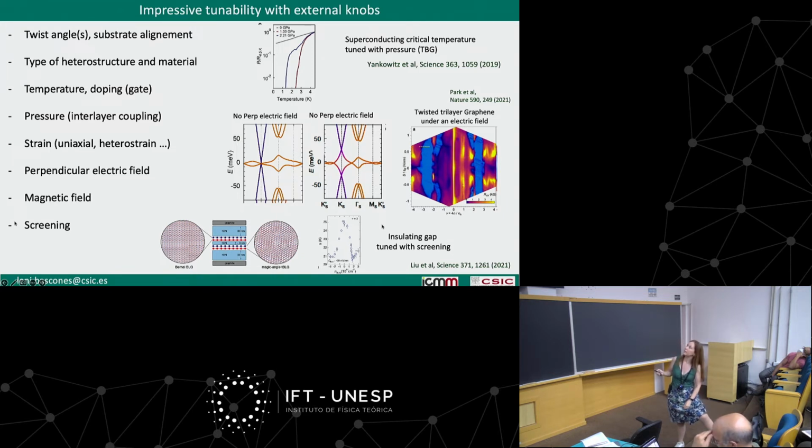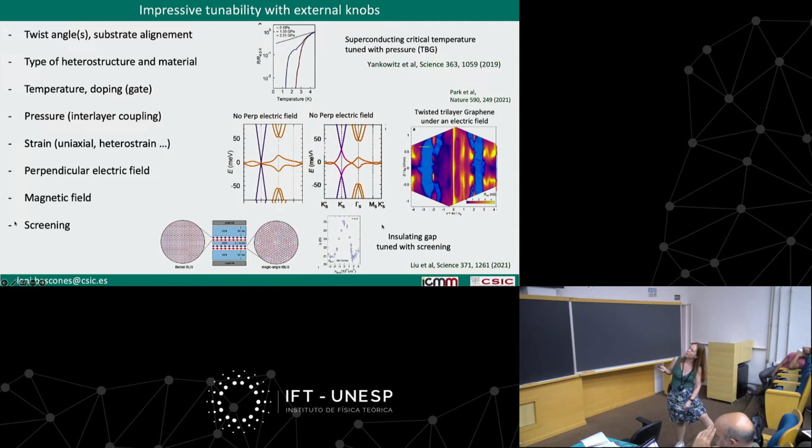So you can see here some examples. For example, here, they play with the critical temperature, just tuning with pressure. This is twist bilayer graphene. This is a different system. This is a tri-layer graphene, twist tri-layer graphene.